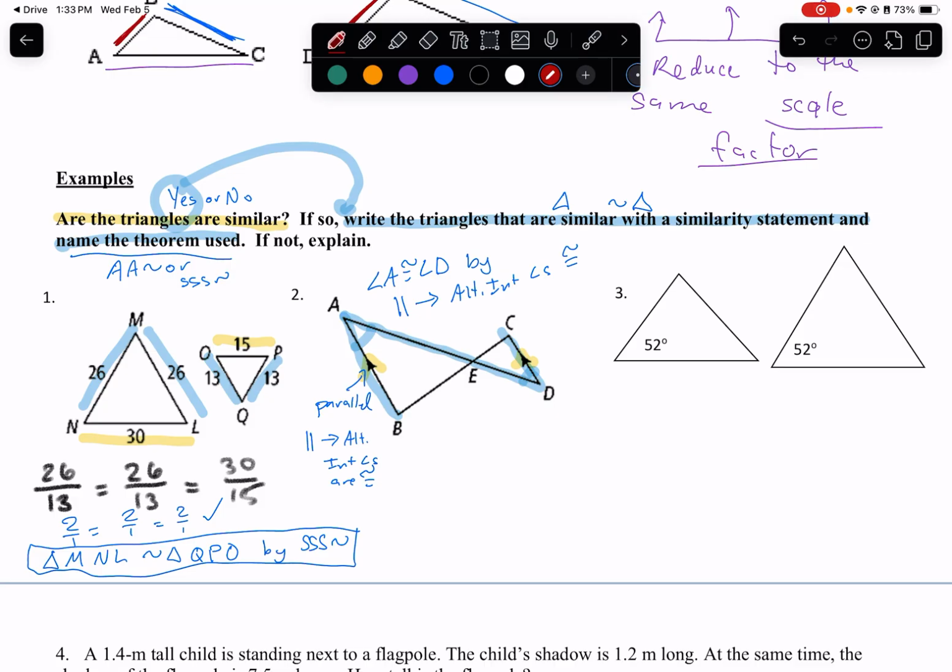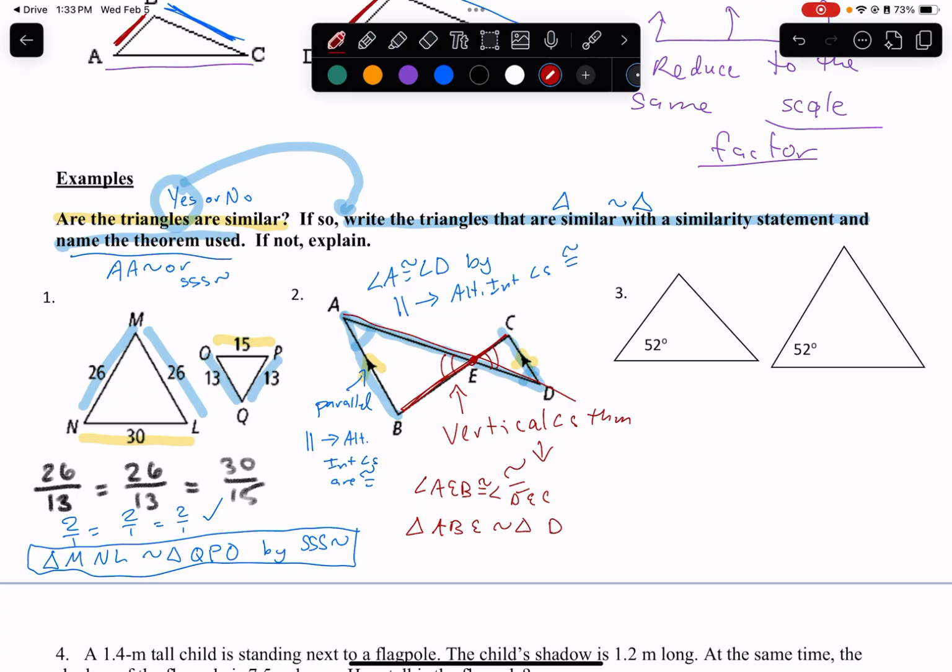The other thing I see is that BC and AD intersect at point E, creating a bow tie together. We know by the vertical angles theorem that vertical angles are congruent. So that's a second pair of angles. Angle AEB is congruent to angle DEC by the vertical angles theorem. So we can say triangle ABE is similar to triangle DCE by angle-angle similarity.